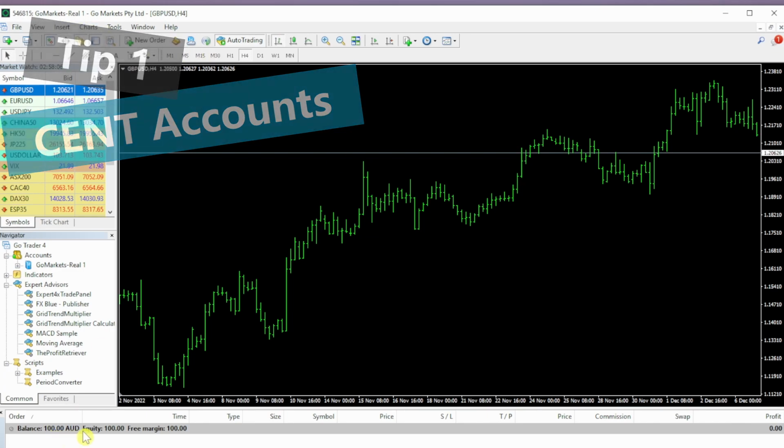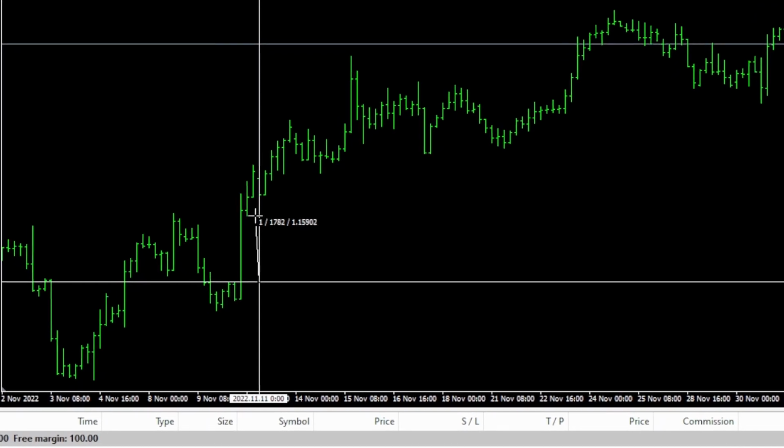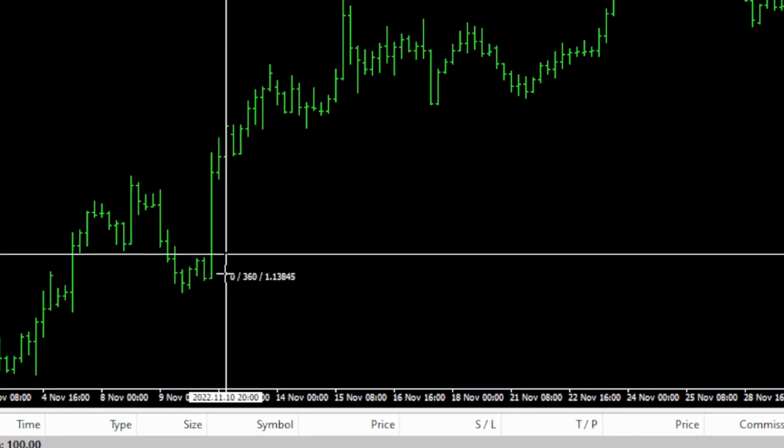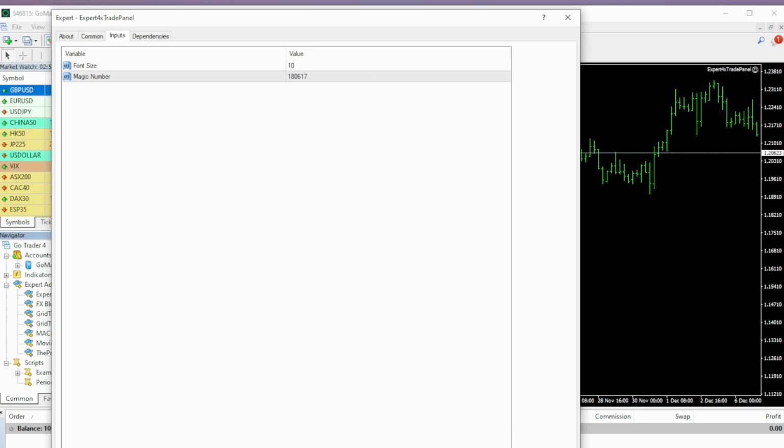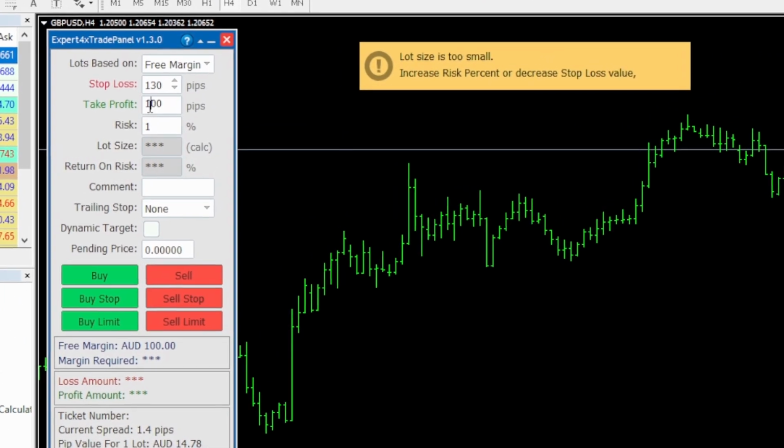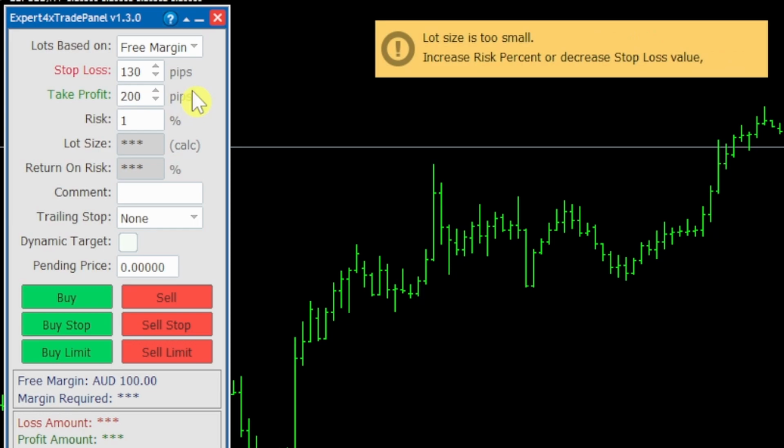I've got $100 here. What if you wanted to trade this move here? Your stop loss, let's say, would be 130 pips, and your take profit would be about 200 pips. I'll bring up the trade panel. Our stop loss was about 130, take profit was 200. What if I wanted to only risk 1% of our account? The lot sizing is too small because we only have $100.